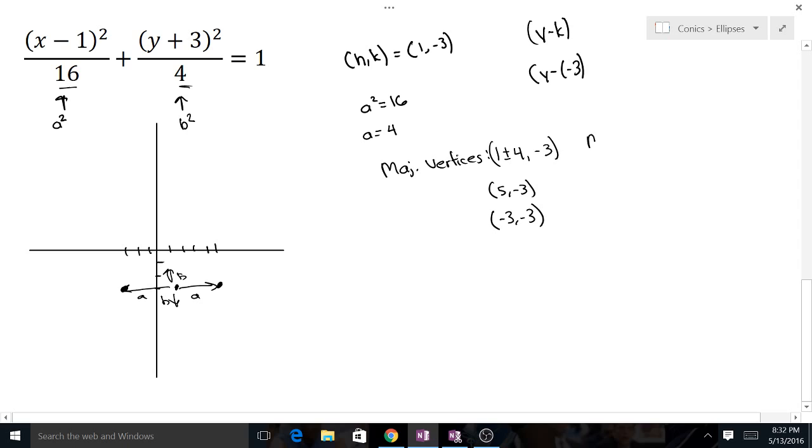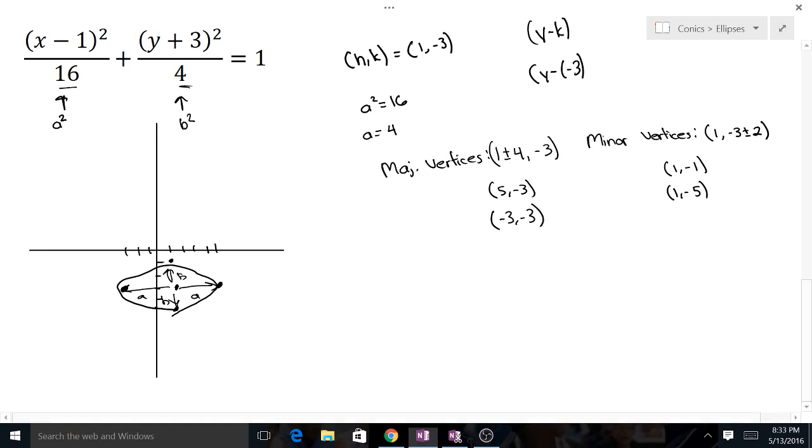And then for our minor axis vertices, like we said, we're going to go up and down by the value of b, and we found b to be 2, so we're going to take our original center. This time the x is staying the same, so we have 1, but then we have negative 3 plus or minus that b value of 2. So we'll have 1, negative 1 if we add 2, then 1, negative 5 if we subtract 2. So those are our two minor axis vertices. Then we can draw our ellipse and close that circle. That was a terrible ellipse. Sorry about that. It's hard to draw on here sometimes.